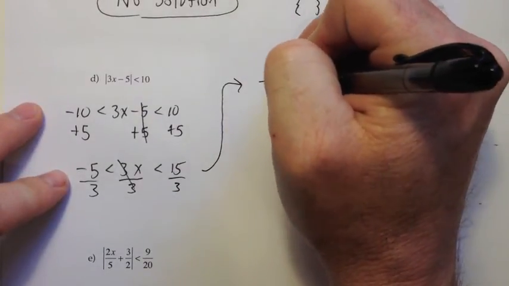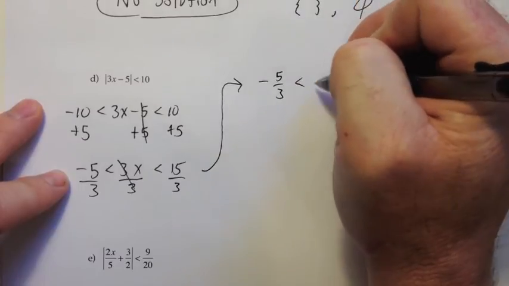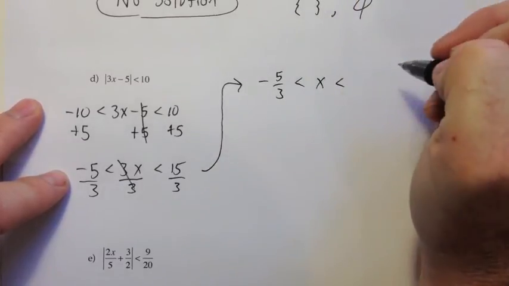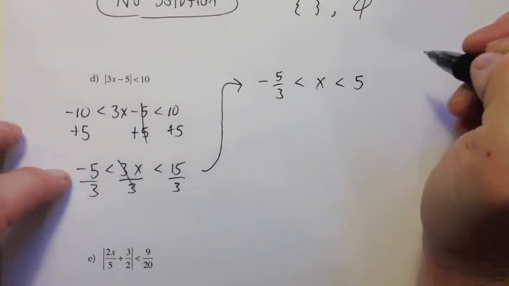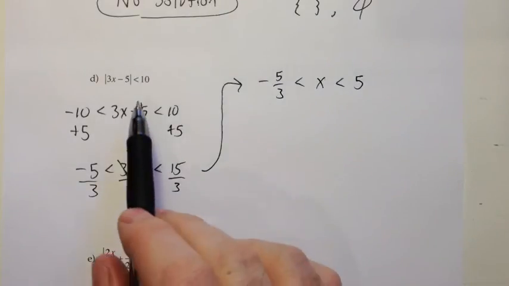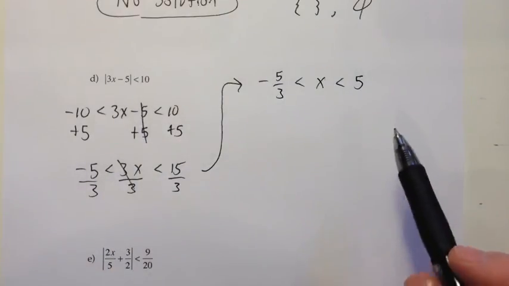And then, what do we have? Negative 5/3 on the left, x in the middle, and 15 over 3 is just 5 on the right. So there was no "or equal," so we left that off the whole way through.